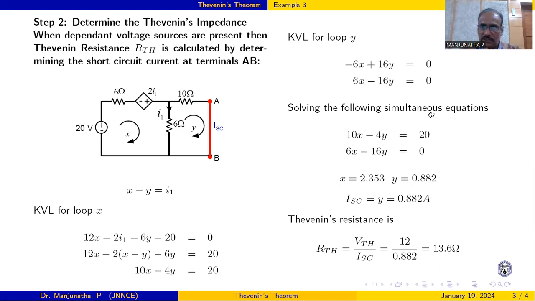So the first equation is 10x minus 4y is equal to 20. Second equation, this one. By solving these two simultaneous equations, x is equal to 2.3 and y. So y is nothing but ISC, the short circuit current. Then R Thevenin is nothing but V Thevenin over ISC. It is 12 volts, what we determined here earlier, and this gives 13.6 ohms.